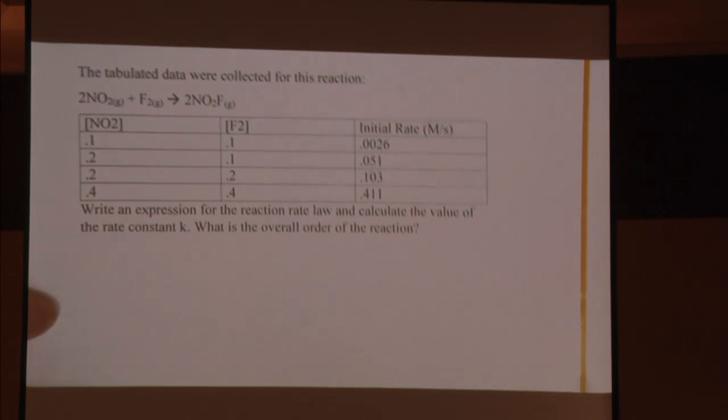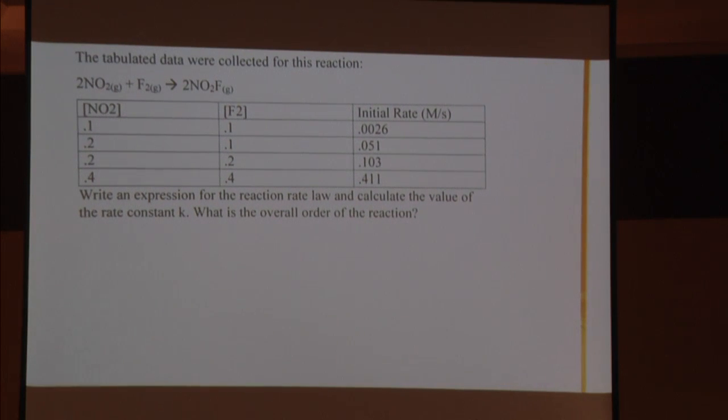Alright, this next example is a pretty quick one. The tabulated data were collected for this reaction. We need to figure out the expression for the rate law and calculate the value of K. We also need to figure out the overall order of this reaction. So let's start off by writing the rate law.